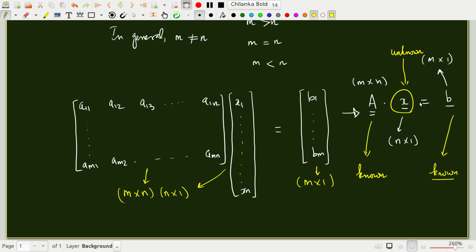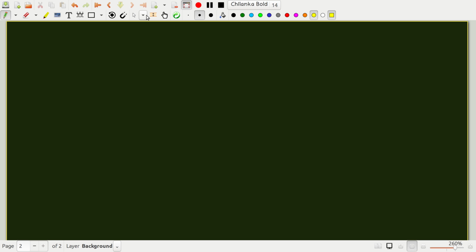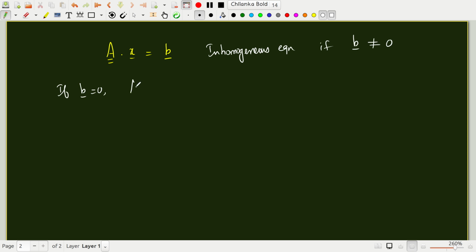Now one more jargon. If you have Ax is equal to b, such an equation is called an inhomogeneous equation if the vector b is not equal to 0. If b is 0, then you have Ax giving rise to 0. Such an equation is called a homogeneous equation.